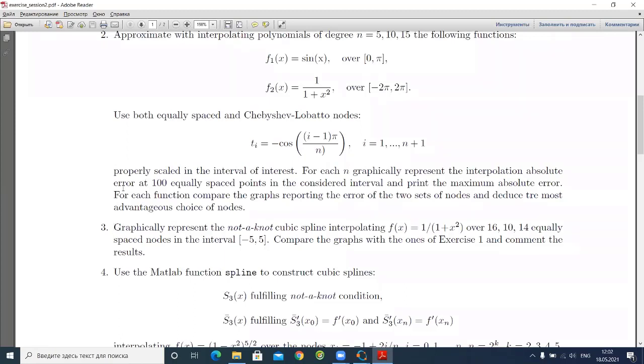Okay, let's begin with number 3. So let's quickly do this number 3. Here you can see we need to graphically represent this Runge function with cubic spline interpolating, over here n equals 6, 10, and 40. So equally spaced nodes in the interval minus 5 and 5.